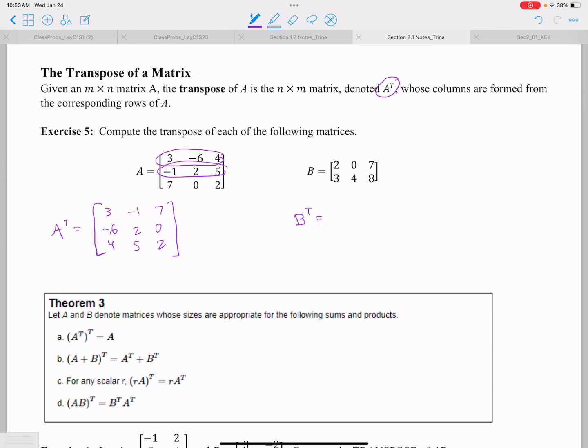So B transpose, the first row would become my first column. Second row, second column. Here, notice that the size changes. B originally was a 2 by 3, and B transpose is a 3 by 2, which should make sense because you're swapping the rows and the columns.